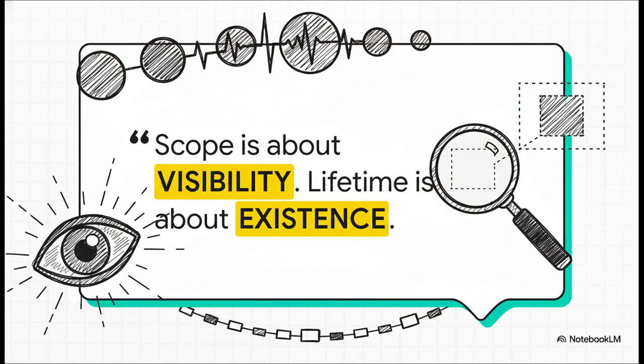If you only take one single thing away from this, please let it be this. Scope is about visibility. Where can I see the variable's name? Lifetime is about existence. For how long is this variable actually alive in memory? They are not the same thing. Understanding that difference is everything.